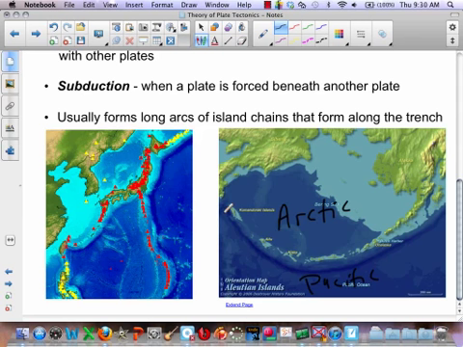Which again, I'm not sure if you guys know much about your history, but Attu Island right here was the only piece of the American mainland that wasn't invaded during World War II. And it took us several months to get that territory back.